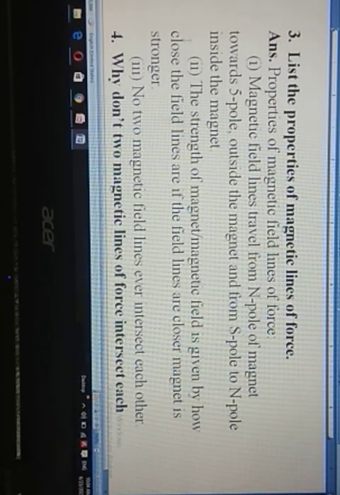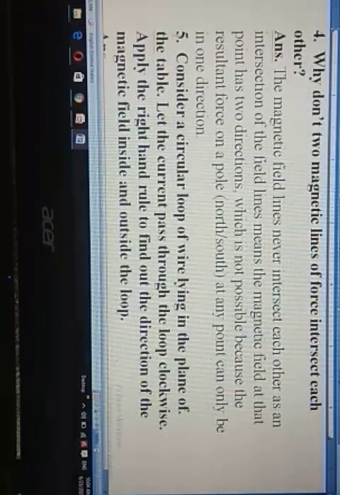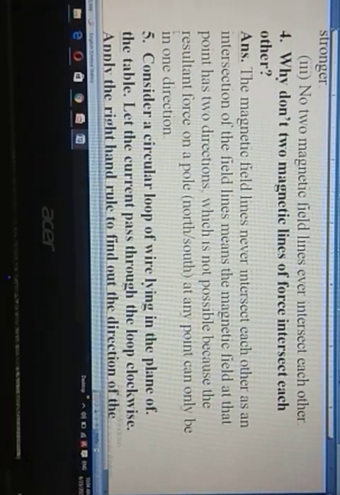So it is said that two magnetic field lines never intersect or cross each other. Why don't two magnetic lines of force intersect each other? Two magnetic field lines never intersect because an intersection would mean the magnetic field at that point has two directions, which is not possible, because the resultant force on a pole, like north and south, at any point can only be in one direction.